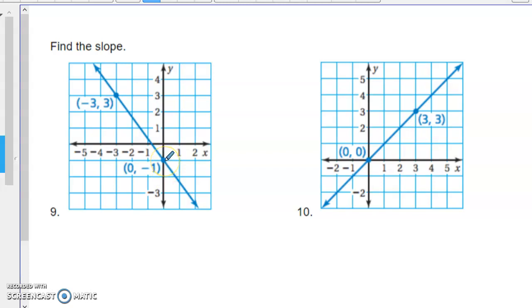Numbers 9 and 10 say to find the slope. So I have to find 2 things, the rise and the run. For this one, I rise up 1, 2, 3, 4.